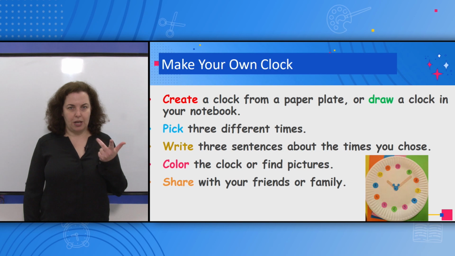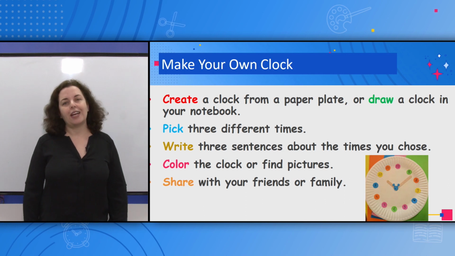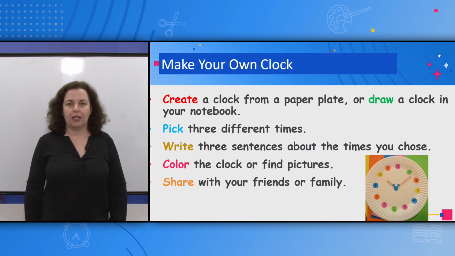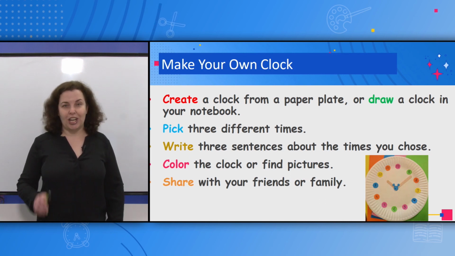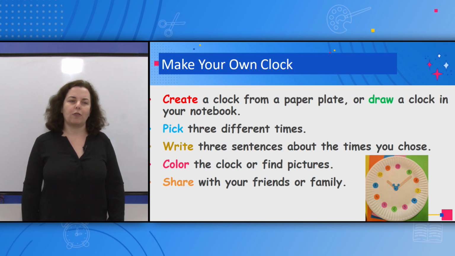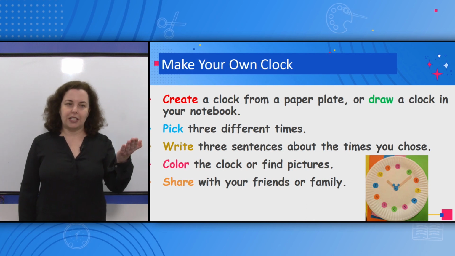Pick 3 different times. Write 3 sentences about the times you chose. Next is color the clock and find pictures on the internet. And the last point is share with your friends or family or of course your teacher. Let me go over this again. I would like you to do this activity.